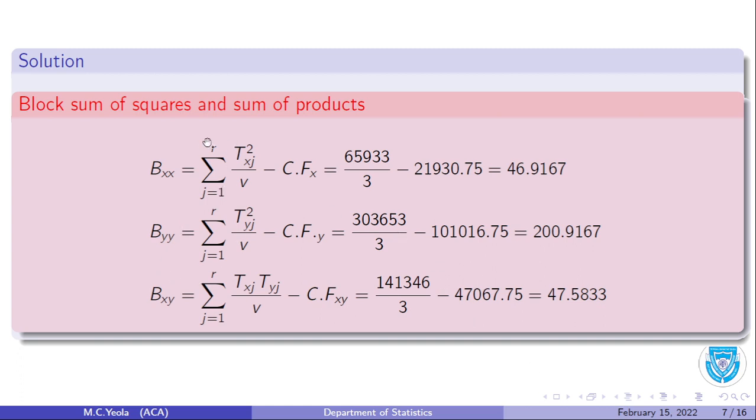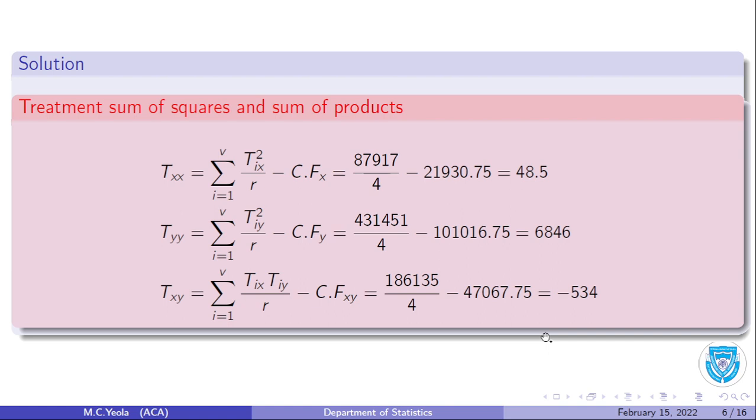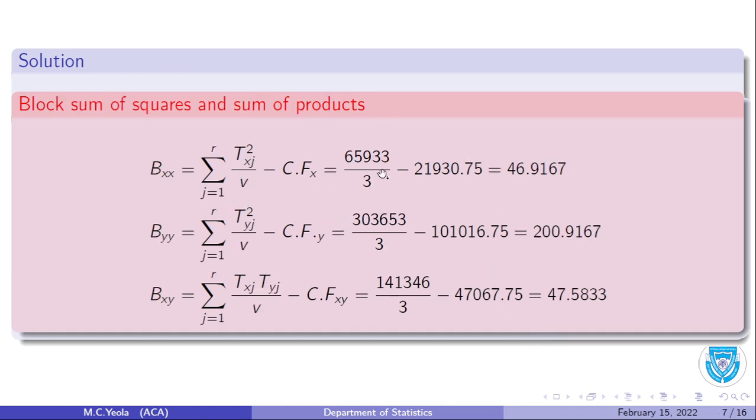In the same way we obtain the block sum of squares here, Bxx, that is summation Txj square upon v minus CFX. So how to obtain this Txj square? So that is this Txj here. Means how we have obtained this 41 plus 41 plus 42, that is this value we have for Txj. Its square we will do here, plus this square plus this square plus this square. Square all this and take its sum and divide it by 3, because we have added only 3 values while obtaining this sum 124. Because of that we divide by 3 here while obtaining this block sum of squares. So divided by 3 minus CFX, that CFX we have from the previous case also. So take its subtraction, we will get this value here.